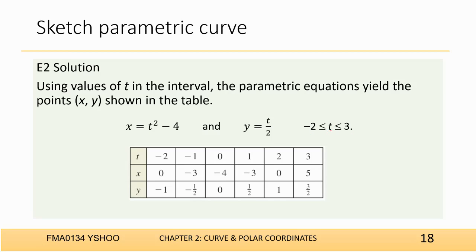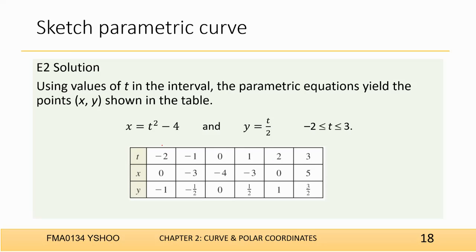If you want a very precise graph, you can use an increment of 0.1, or if you want it more precise, you can use 0.01 and so on. Generally we just roughly sketch the graph, so we choose the increment by 1: -2, -1, 0, 1, 2, 3.